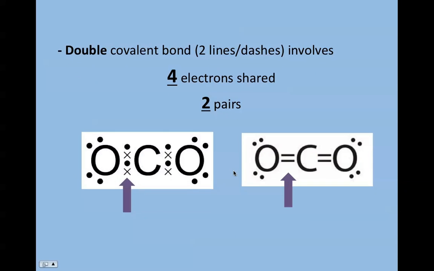A double covalent bond is indicated by two lines or dashes, and every line means two electrons. So two lines gives us four electrons shared, or we could say two pairs of electrons. So you want to make sure you're differentiating in questions. Are they asking for the number of electrons or pairs of electrons? And you can see that the double bond is representing these four electrons shared between carbon and oxygen.